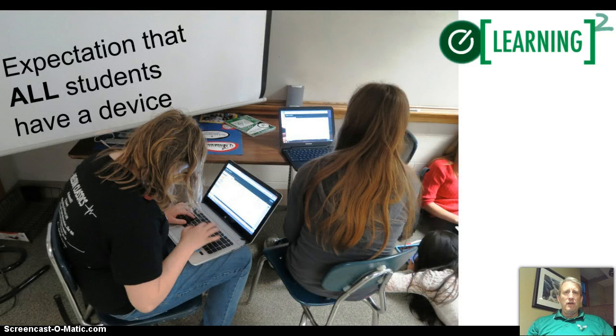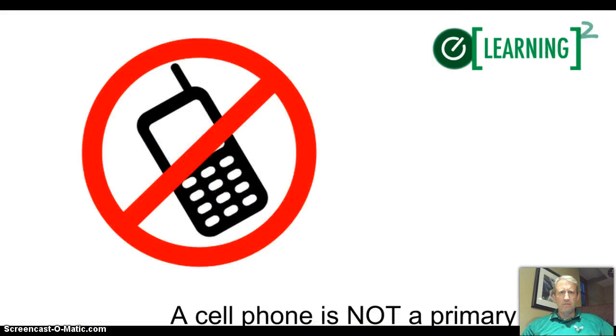So here's some of the changes. First of all, the expectation that all students have a device. In the past it's been at teacher discretion. It's also been an option for students to bring a device to class, and now we're saying that all students need to have a device, whether they purchase it through the web store or it's provided by the district. The other big change is the no cell phone policy, that a cell phone does not constitute a primary device, and that students need to have a device other than a cell phone for that.